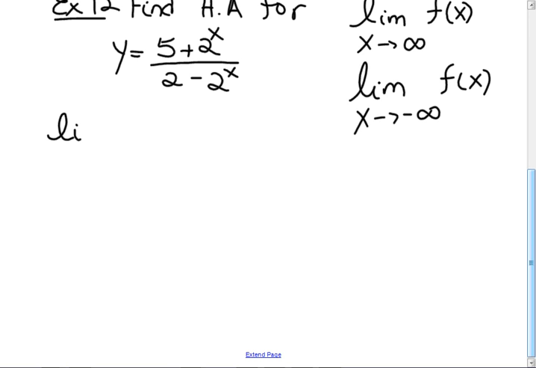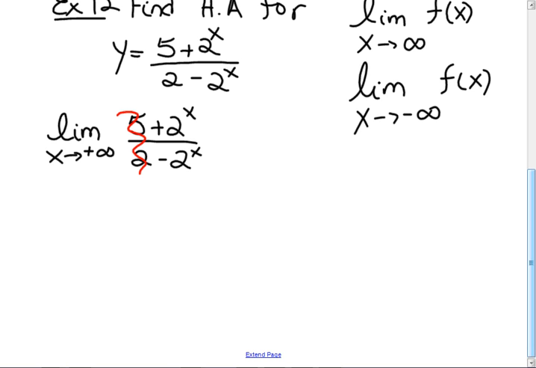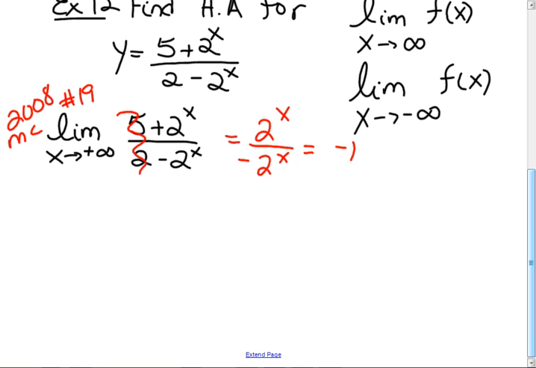So I want the limit as x goes to positive infinity. Well, it doesn't work for exponentials. Now, when x gets really large, do I care about the 5 and the 2? No, it's 2 to the x over minus 2 to the x. What is that? Negative 1.